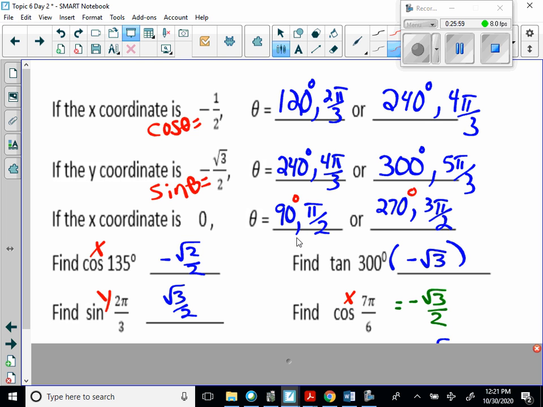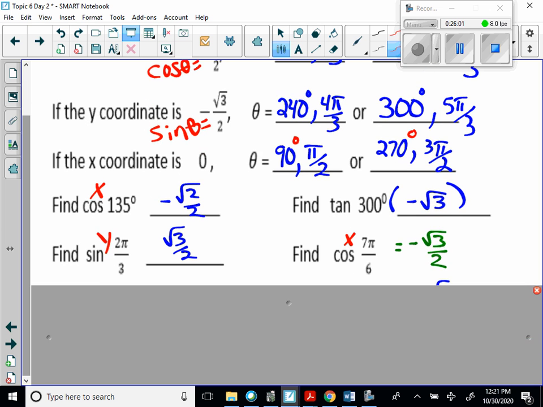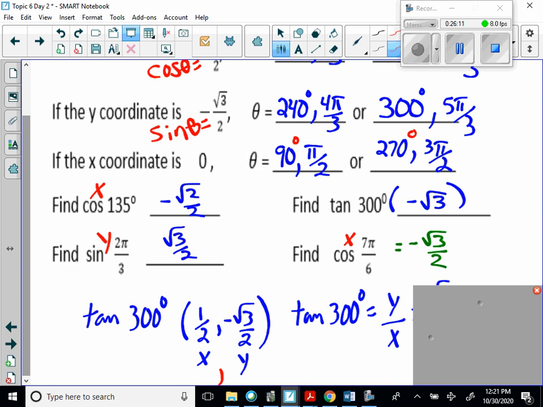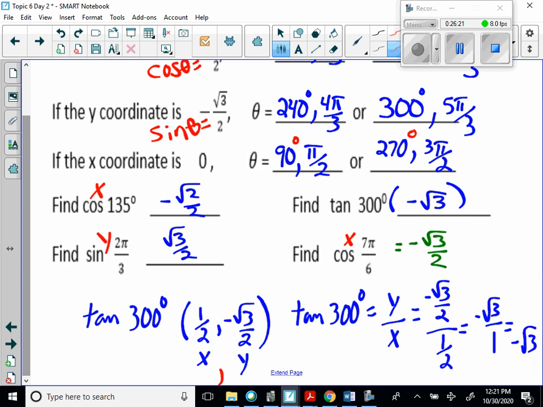Now, tangent of 300 degrees means I need this ordered pair right here. So that's the ordered pair at 300, and that's x comma y. So remember, tangent of 300 degrees is going to be y over x. So the y coordinate over the x, the y value over the x value, and then I need to simplify it. So it finally simplifies out to be a negative root 3. Okay, and that's in the notes.